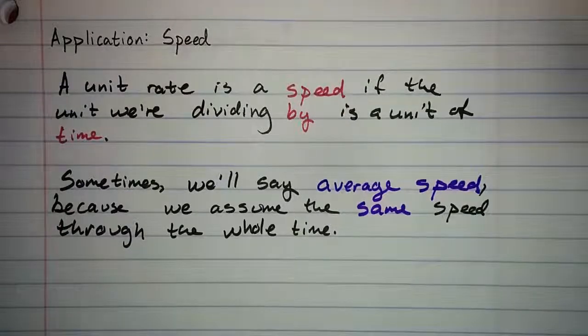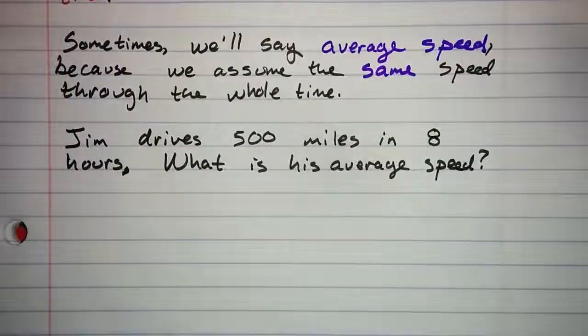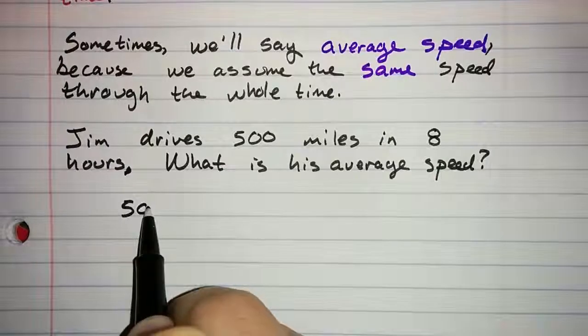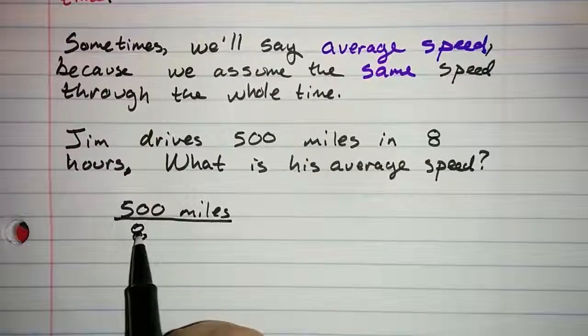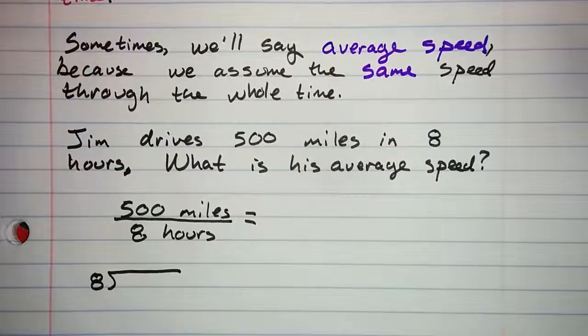So, for example, if we say that Jim drives 500 miles in 8 hours and ask what is his average speed, well, of course, we know that in reality, Jim is kind of speeding up and slowing down to keep up with traffic. But pretending that he drives the same speed the whole time, that's 500 miles per 8 hours equals, well, dividing to form a unit rate.